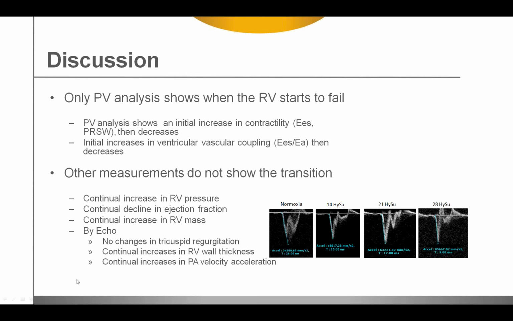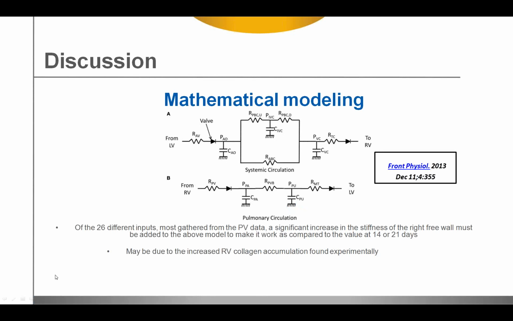And then if we look at pulmonary artery velocity acceleration, which is another measure done clinically, we see these continuing increases, and you can look at these images on the left and see that at normoxia the acceleration is far less steep than at 28 days, and the time to peak is again much shorter at 28 days. But this is a continuous process, so it's not really going to discern between adaptation and maladaptation. Next slide.